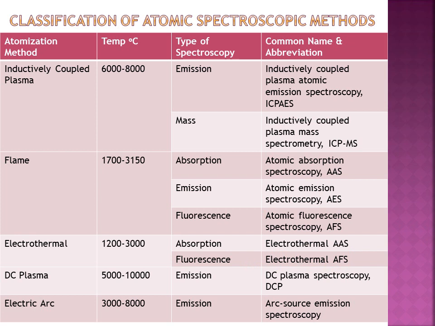The next atomizer is the DC plasma, direct current plasma. The temperature range is 5000 to 10,000 degrees centigrade, and it's used in emission spectroscopy only. And the technique is called direct current plasma spectroscopy, DCP. And the last atomizer is the electric arc. The temperature range is 3000 to 8000 degrees centigrade. It's also used in emission spectroscopy, and the type is called arc source emission spectroscopy.